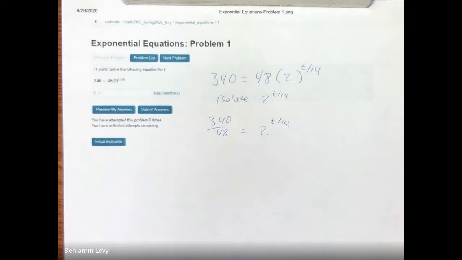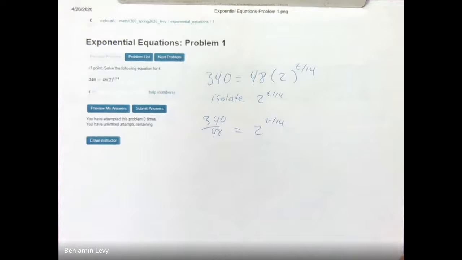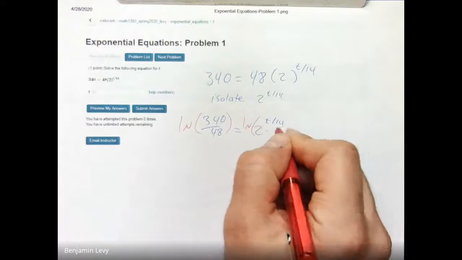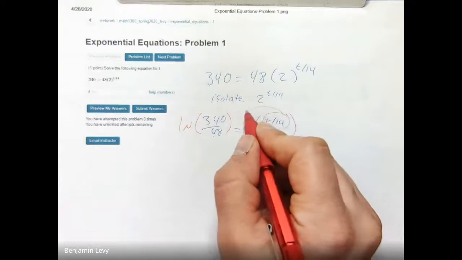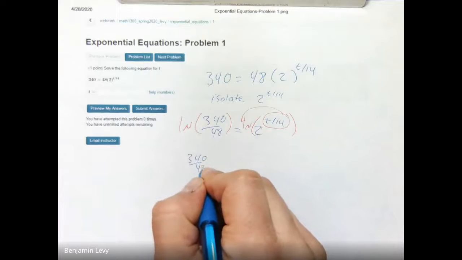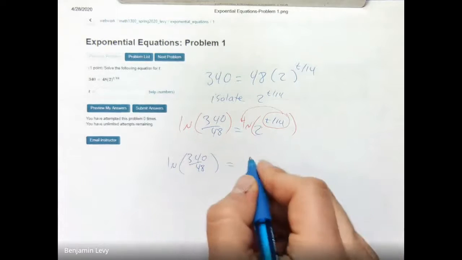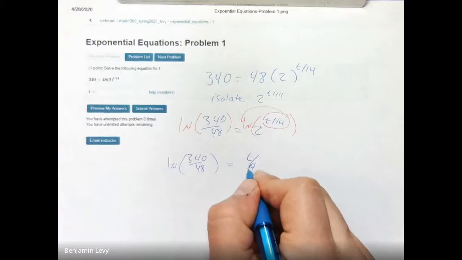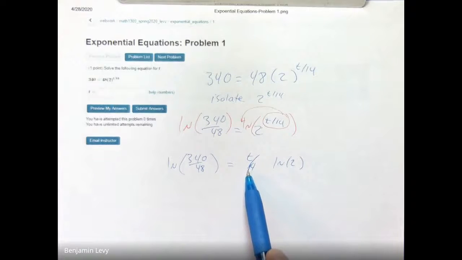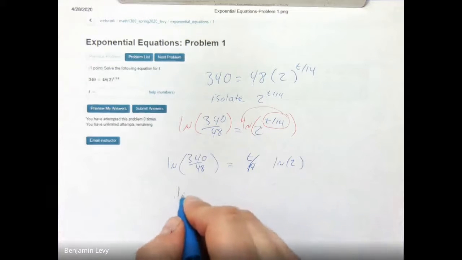Because we want to do what we just did a second ago and take log base 2 of both sides to get this by itself. Except since this is WebWork, we'll just use ln. So what I'll do is, you're trying to get t by itself, right? So you're going to ln both sides, natural log, and then you bring the t over 14 down in front. I'm just going to leave this as 340 over 48. Now, ln 2 is some number, and 14 is some number, right? And so we want to get rid of those two things to get t by itself. And so we can start by dividing by ln 2.